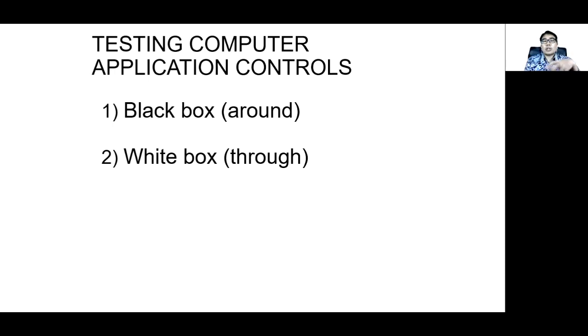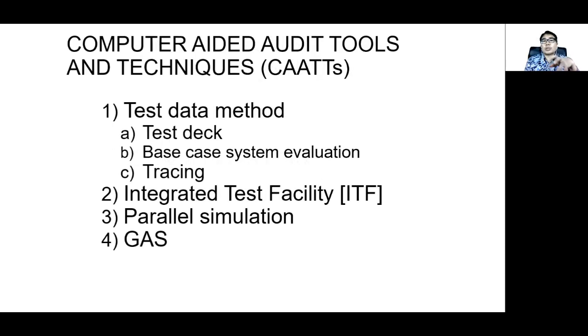Okay, and the third option is by using the computer aided audit tools and techniques, or CATTS, right? So this is basically similar to the white box and black box, but we're using a computer program in order to conduct the test. We have several tests. The first one is the test data method. This is prone to the black box method.